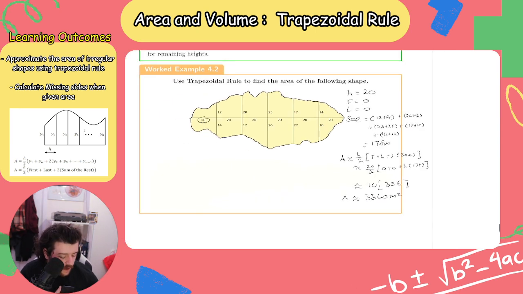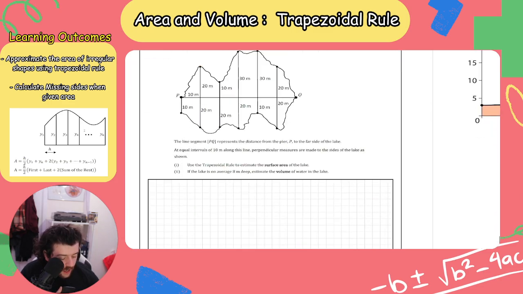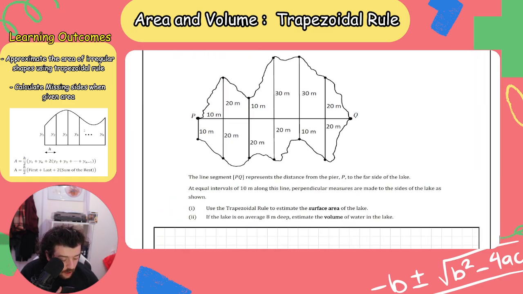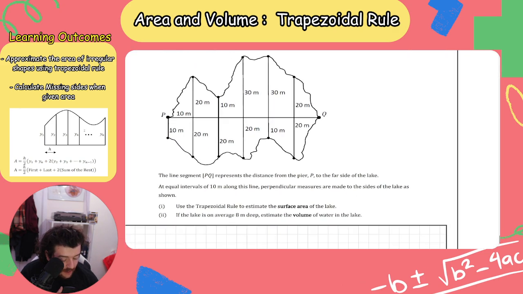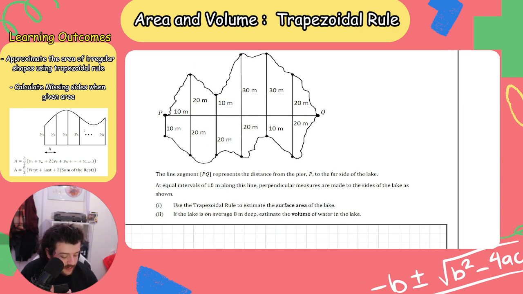Right, so let's look at another example here from an exam paper. We now have here, the diagram below shows the plan of a lake. The line segment PQ represents the distance from the pier to the lake. At equal intervals of 10 meters along this line, a perpendicular measure of both sides are shown. Use trapezoidal rule to find the surface area of this lake. So again, same thing. My horizontal distance h is going to be 10, right? They told us in the question, it's at equal intervals of 10 meters.